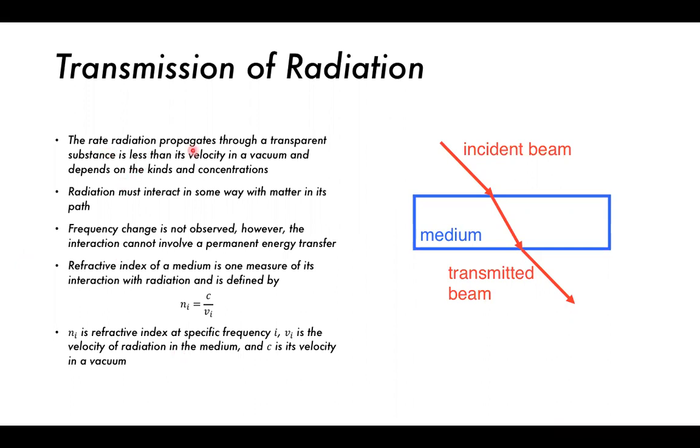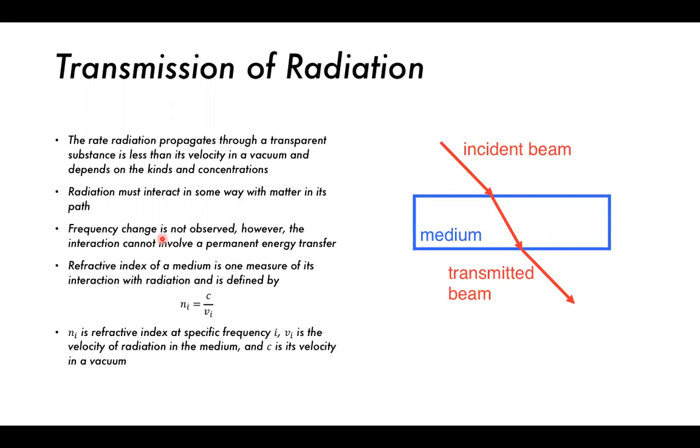The rate at which radiation propagates through a transparent substance is less than its velocity in a vacuum, and depends on the kinds and concentration of the different species present in the medium. Radiation must interact in some way with matter in its path. So it's going to be absorbed, or it's going to pass through, or something's going to happen. And this is why certain types of radiation are very dangerous, and certain types of radiation are not, because some can interact with our biological tissue and some cannot.